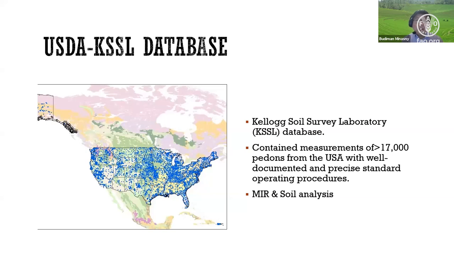Fortunately, our colleagues in the USDA Soil Survey Laboratory have an archive of more than 17,000 soil profiles from the US, with well-documented and precise standard operating procedures and a lot of soil analysis. They have the mid-infrared spectra of each of those soil profiles, and accompanying it is the standard lab analysis. With uniform techniques in the laboratory and spectra, we can be assured that what we're getting is not due to random chance.